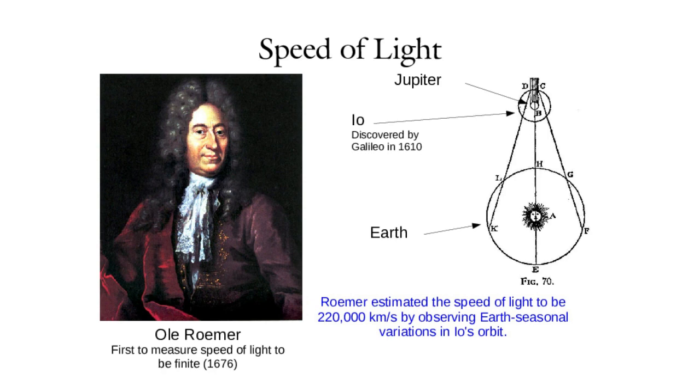And by looking at the variation in the measurements, he was able to place a bound on the speed of light. He estimated it to be about 220,000 kilometers a second, which actually isn't too far off the mark. That's pretty good, all right?